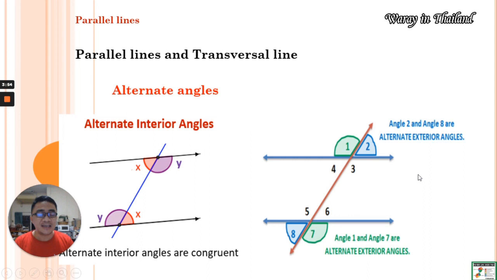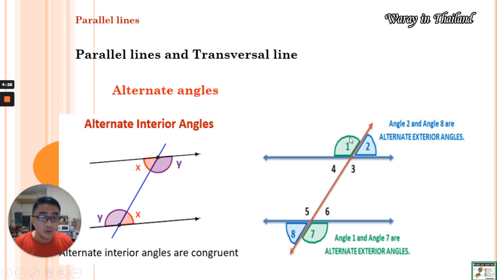Next, we go with the alternate exterior angles. When you say exterior, that is outside of the parallel lines. These are the angles outside the parallel lines: 1 and 2, and here we have 8 and 7. Again, for the alternate exterior angles, they are opposite sides of the transversal line. One is on the right side and the other on the left side, and they're also equal.